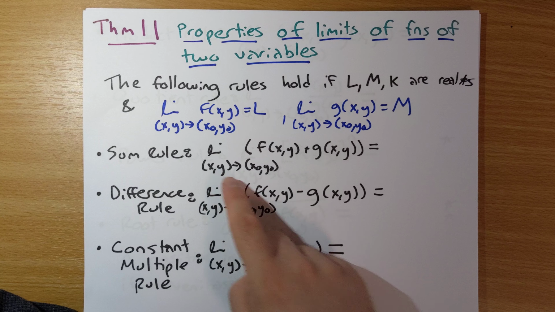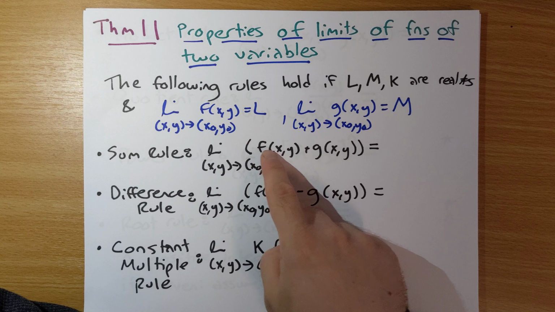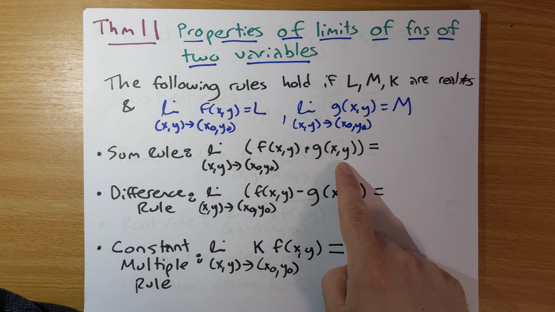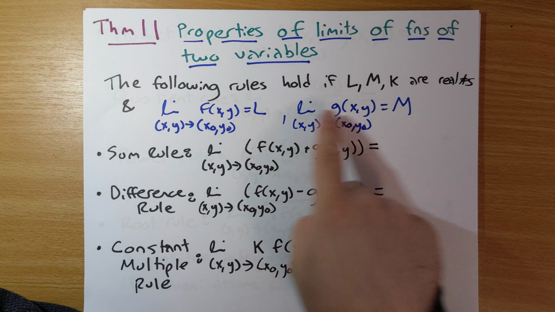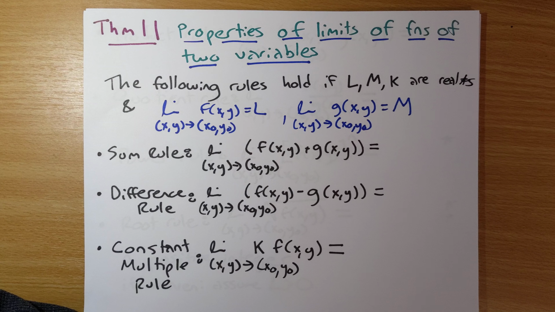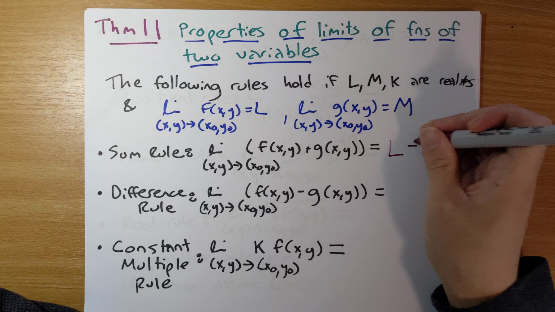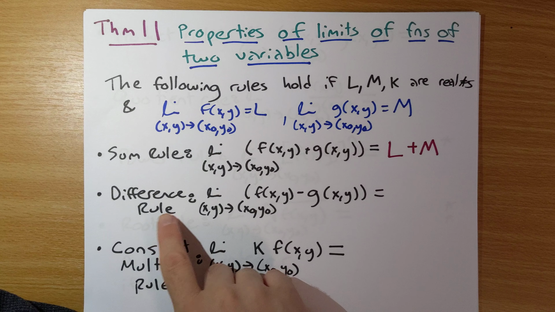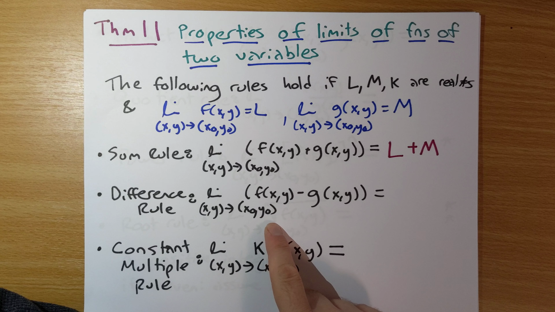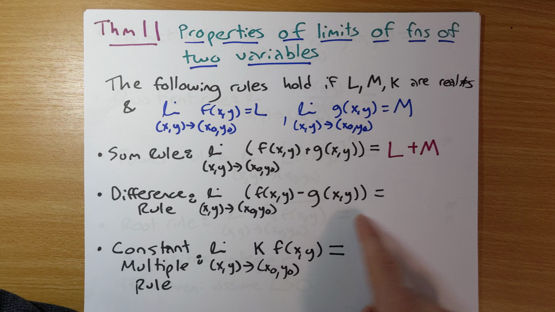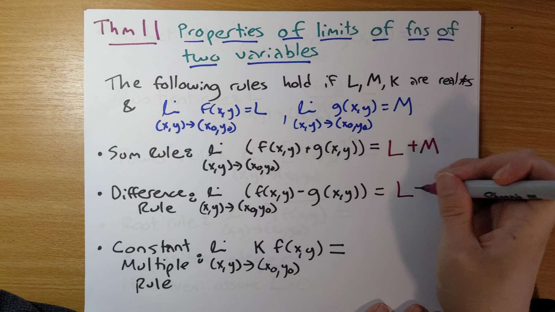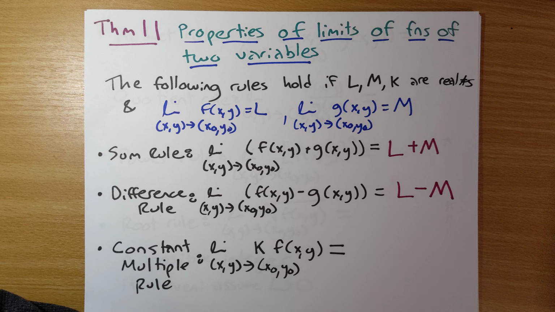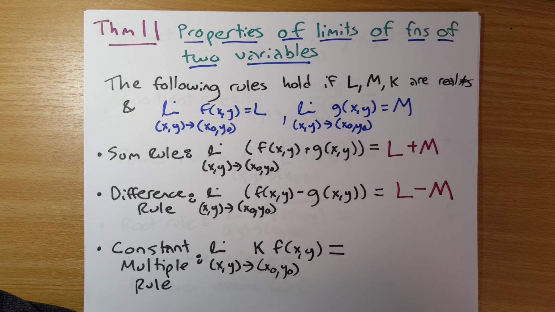The sum rule: we take the limit as (x,y) goes to (x naught, y naught) of the sum of f(x,y) and g(x,y). Well, the individual limits of each of those are L and M, and so the limit of the sum is the sum of the limits. Difference rule: the limit of f(x,y) minus g(x,y). The limit of the difference is, unsurprisingly, going to be the difference of the limits. So all of these should be very evocative of Calculus 1 limit rules in one dimension.